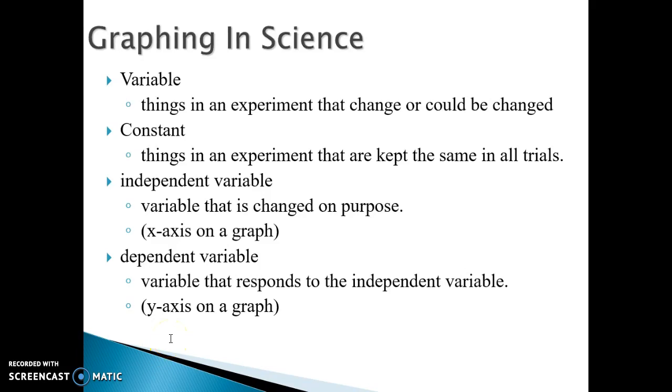The second type of variable is the dependent variable. So, with your independent variable, you change that on your own. You're going to change that so that you can try to get some type of reaction. Now, as you get a reaction, that's when you get your dependent variable. That's going to be the response to you changing the independent variable. Remember, the dependent variable is going to go on the y-axis. Remember, the y-axis is the vertical axis on your graph.